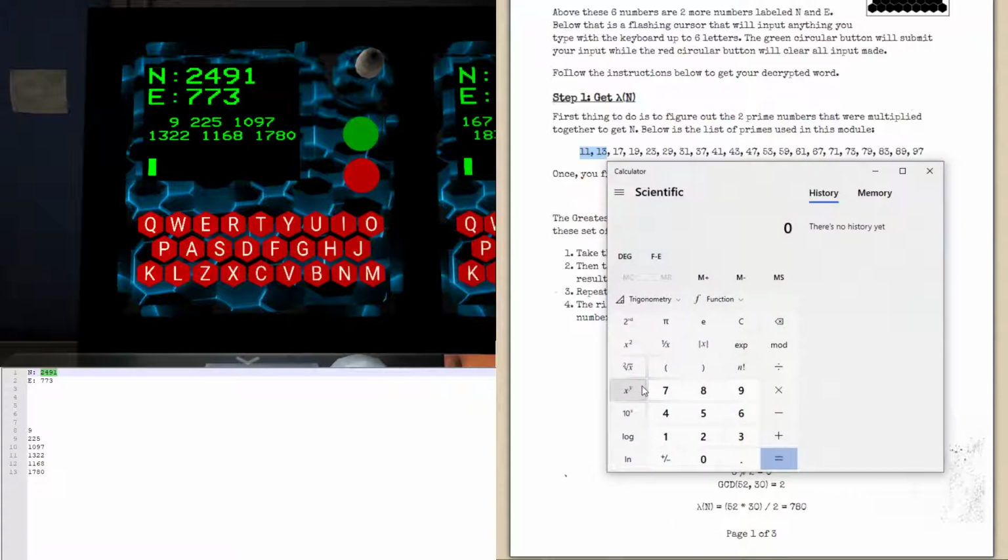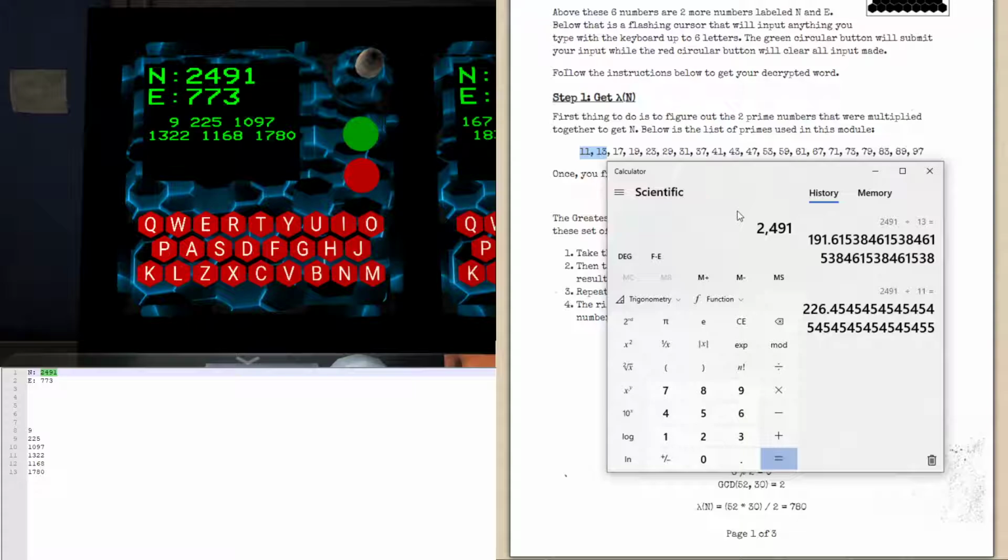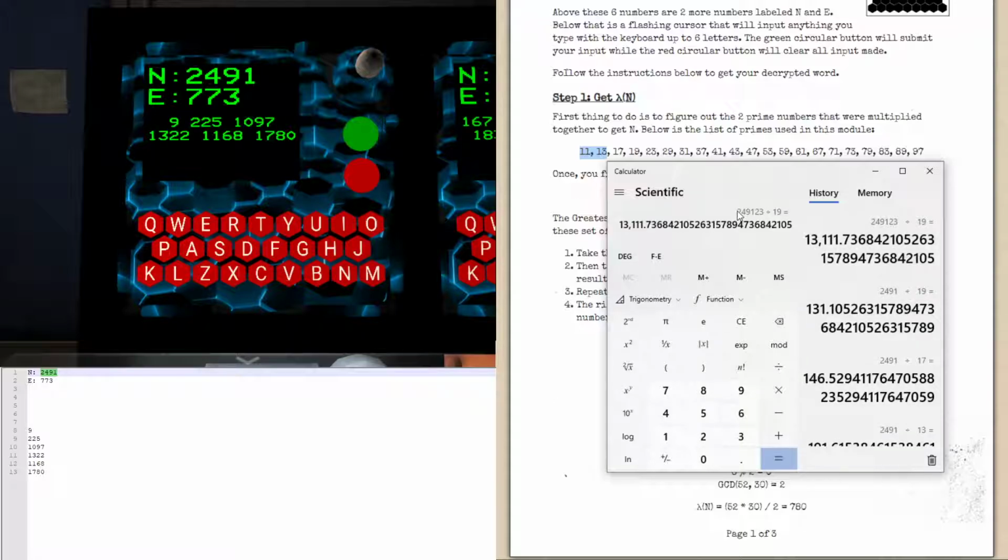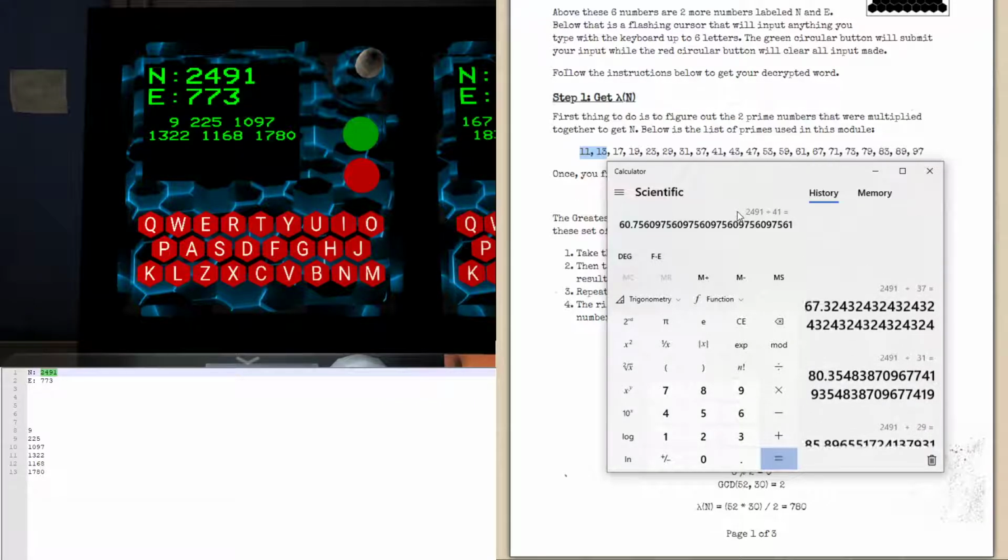So I'm going to start off here because the number is rather low, 2491, which I'm just going to copy here. We're going to go through this list of primes to figure out what it's divided by. Nope. 19, 23. No, divided by 23. Divided by 29. Nope. Divided by 31. Nope. Divided by 37. Divided by 41.